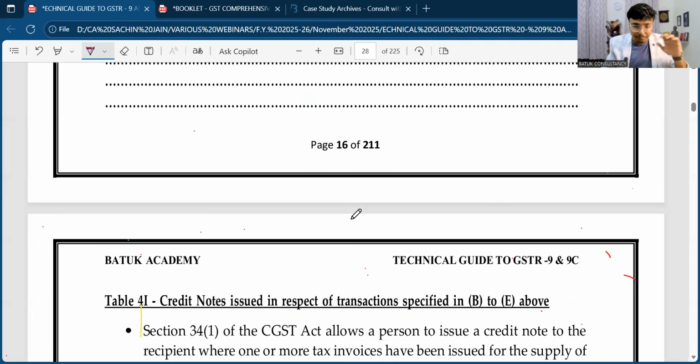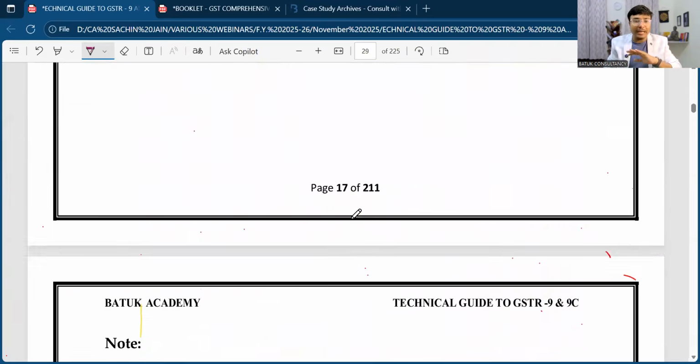Okay. So now, credit note, debit note, everything.